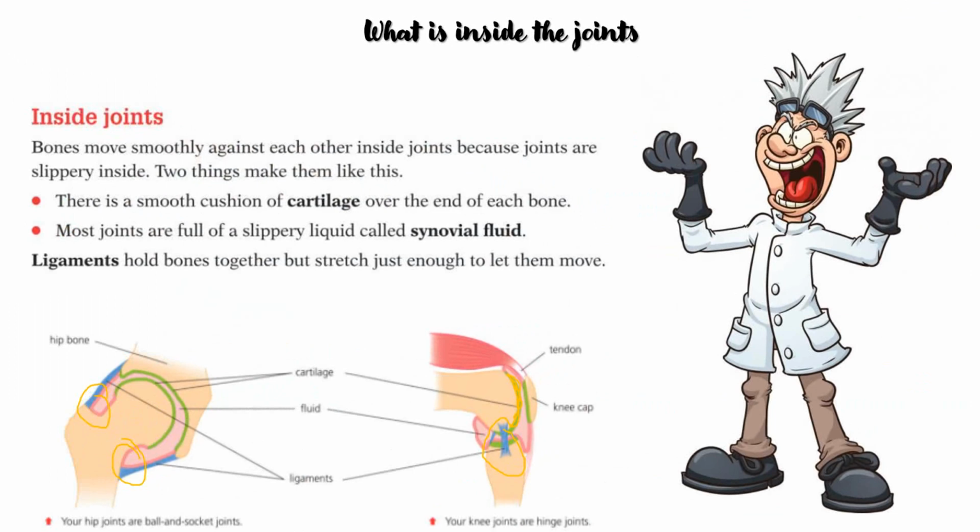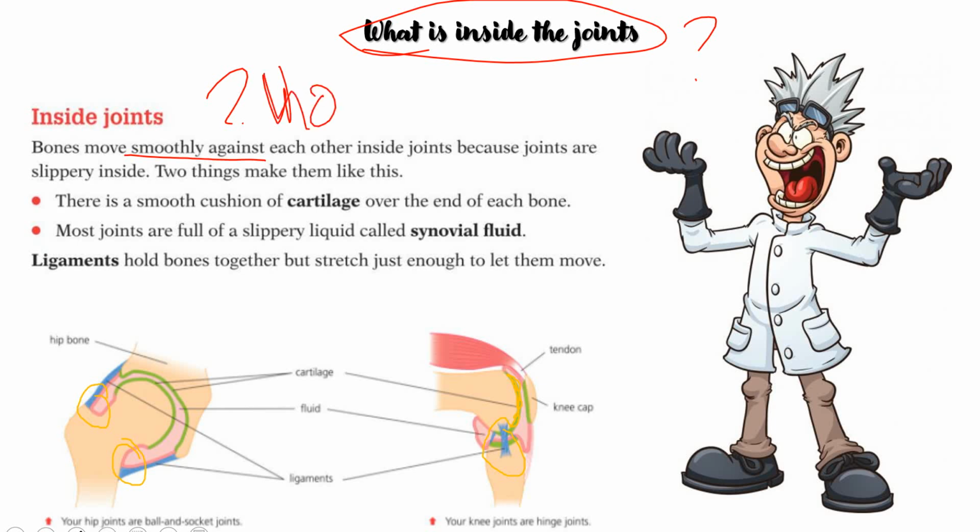What is inside joints? Now this might be a question coming to your brain right now. What is inside the joints? So let's learn what is inside the joints. Bones move smoothly against each other inside joints because joints are slippery inside. So how do they move smoothly against each other? That must be a question. How? And then joints are slippery inside. Why are they slippery inside? That might be a question as well.